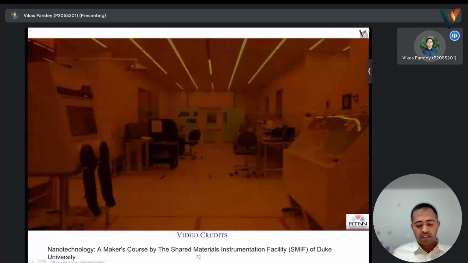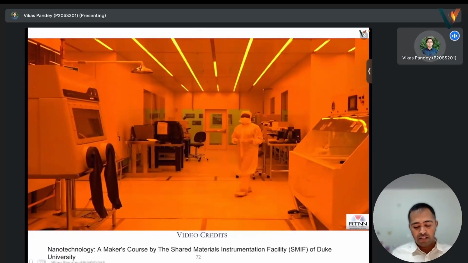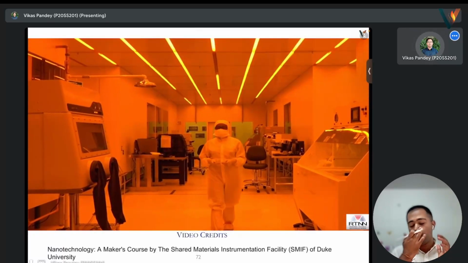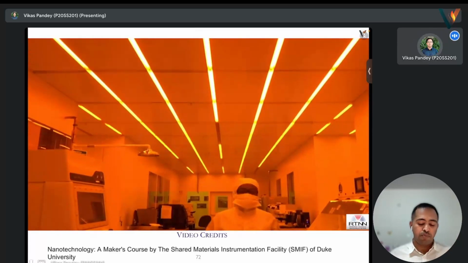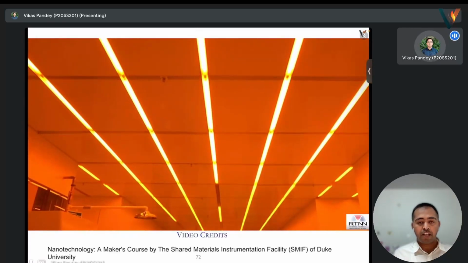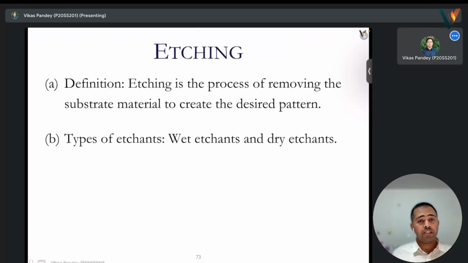So this is somewhat of a clean room, how it is being made. Such yellow rooms are used to do this whole process, so that it cannot be exposed to some external light. Then comes the last process, that is etching. That is how you are removing. You have deposited, you have patterned, but how do you remove it?